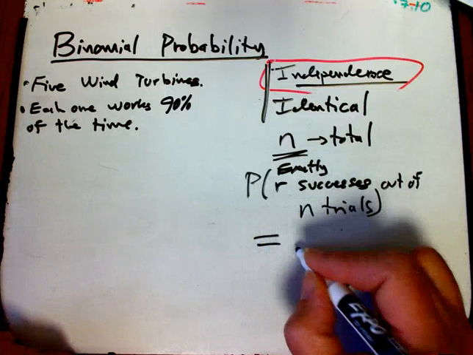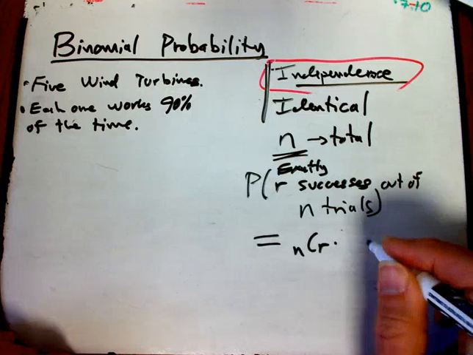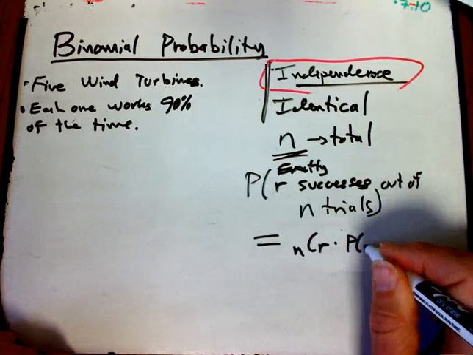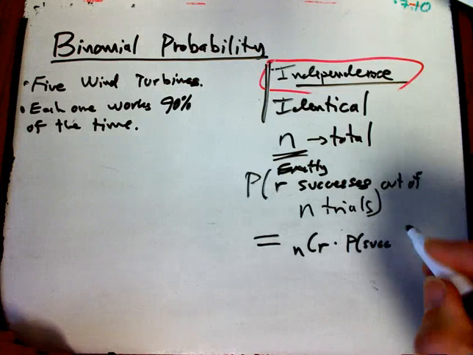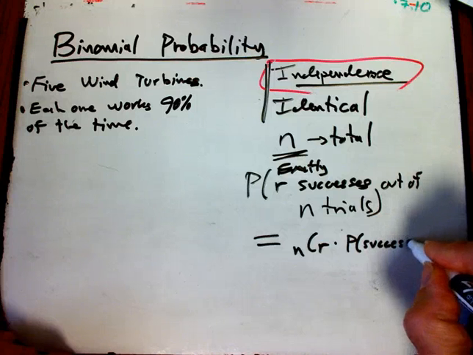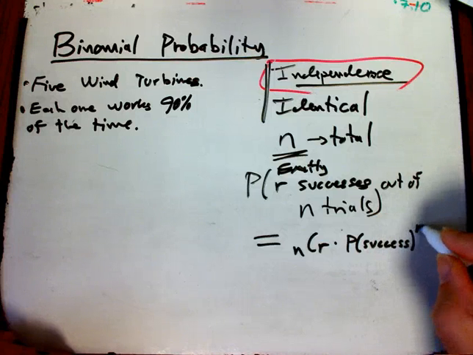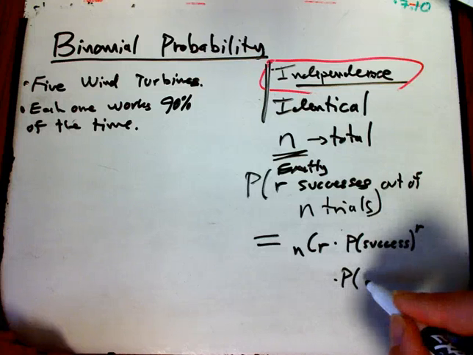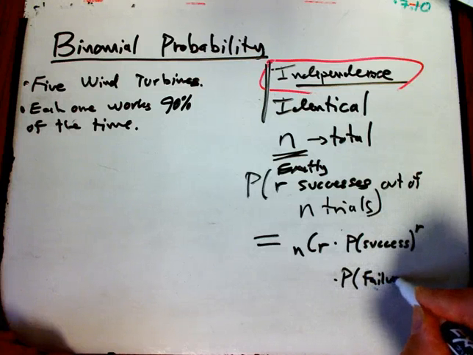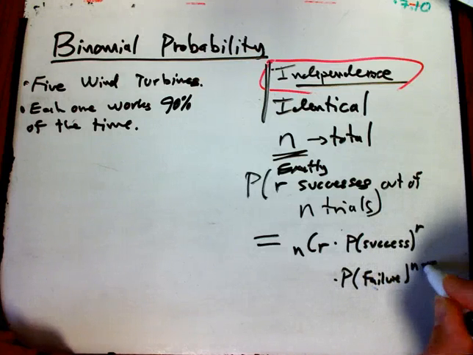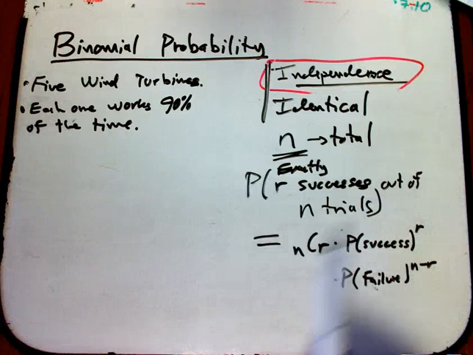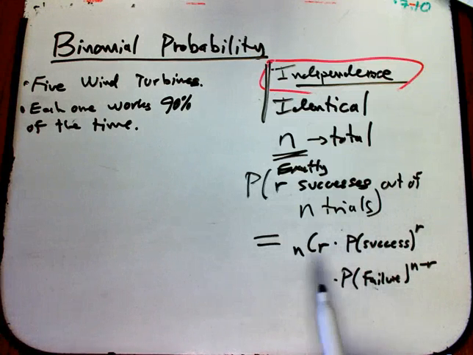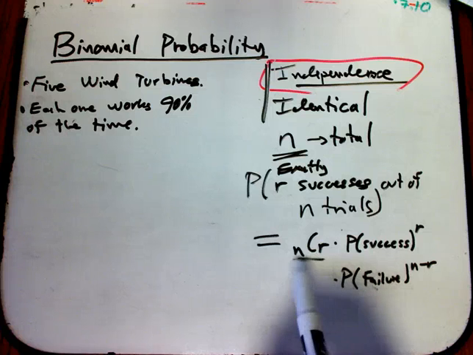And that is nCr times the probability of each one succeeding, let's say probability of success, to the r, times the probability of failure to the n minus r. And notice that's really how these coefficients show up in a binomial.